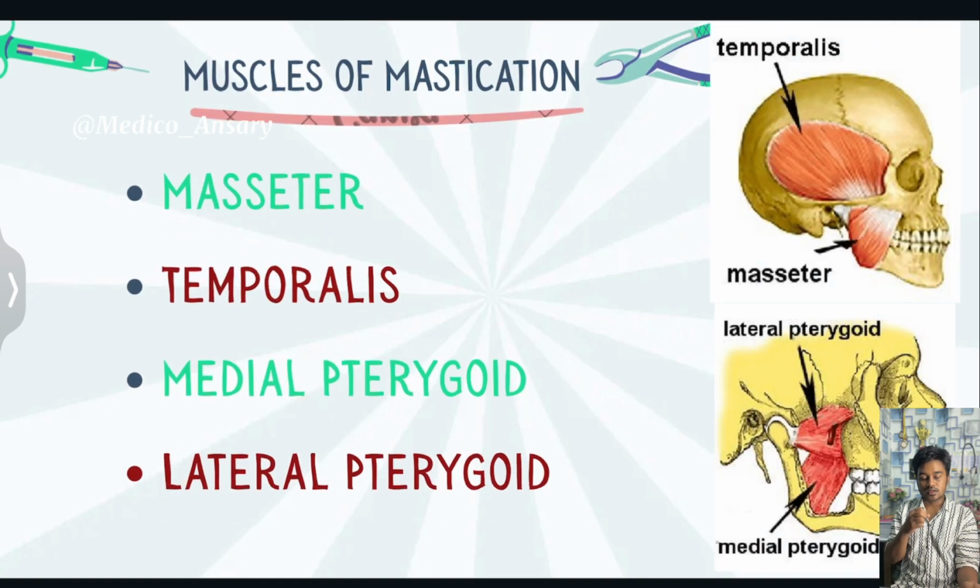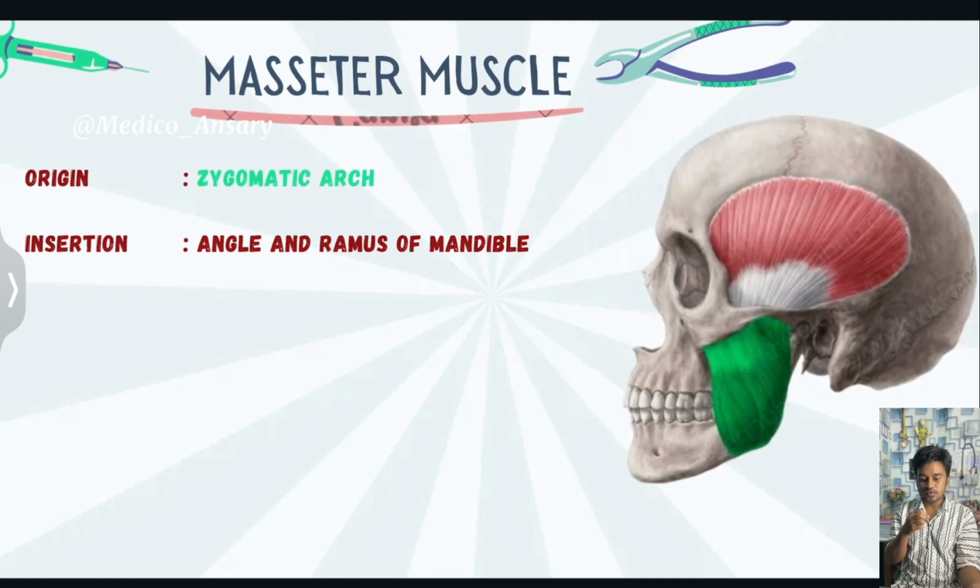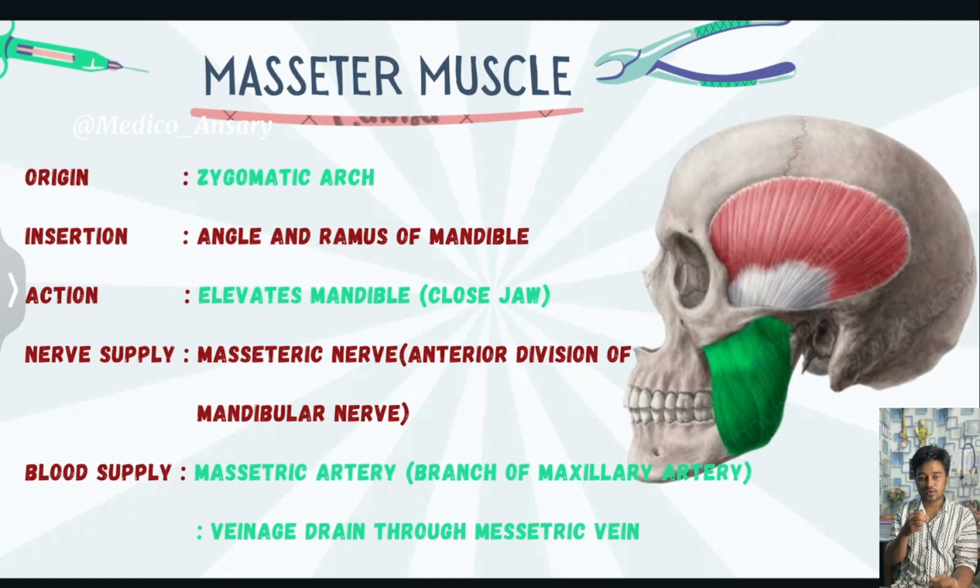Then we will discuss the main muscles of mastication, that are masseter, temporalis, medial pterygoid, and lateral pterygoid. Here, on the right side, you can see the pictures of temporalis, masseter, lateral, and medial pterygoid. Now we will discuss one by one.